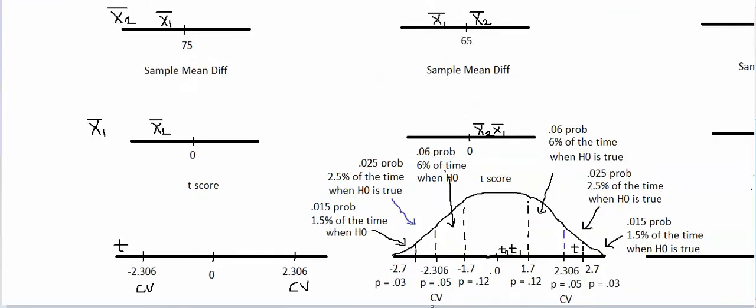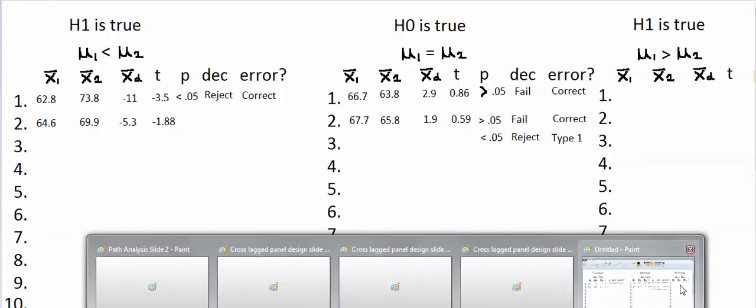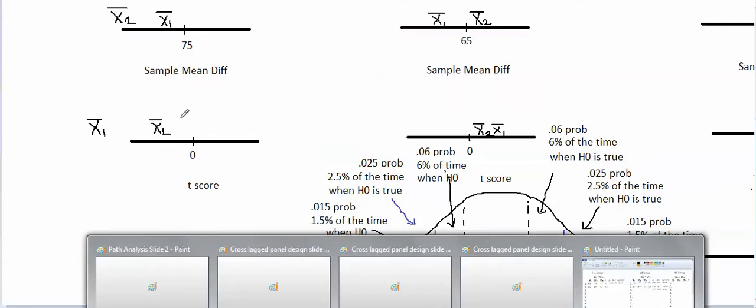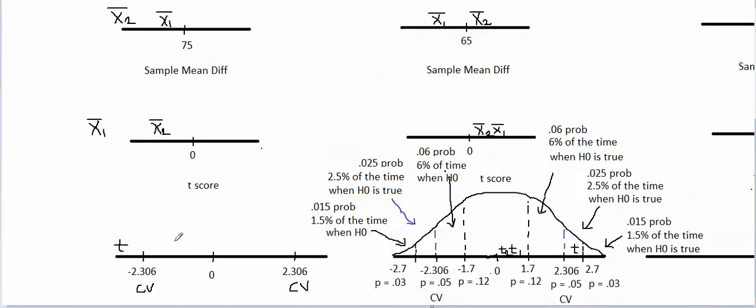We need to plot the new t-score, negative 0.888. That's actually, well, I should have put a 1 here. That's only about there. It's in the non-rejection region, which means it's in between the critical values, so it's telling us to fail to reject the null.